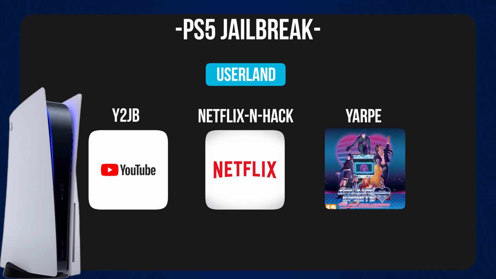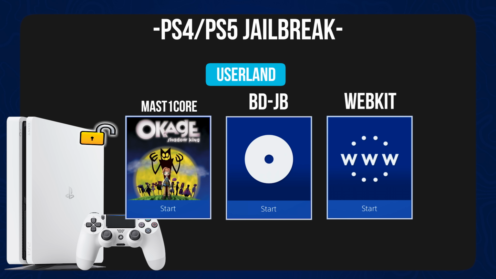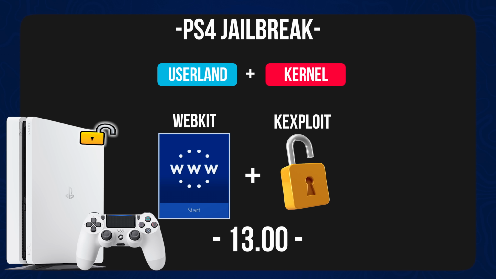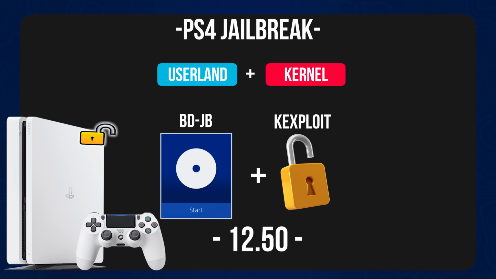So how do all of these new userland exploits fit into the bigger picture with the kernel exploit, the new one that the Flow has released? Well, nothing changes immediately, as we have the issue of most userland exploits being unable to load the new kernel exploit, leaving WebKit, BD Jailbreak, and MasterCore as the only options. If this new WebKit vulnerability could be turned into a usable exploit, then perhaps we could use it to jailbreak the PS4 up to firmware 13.0.